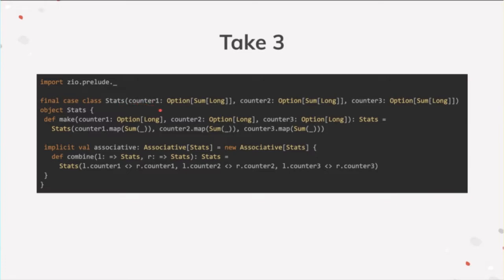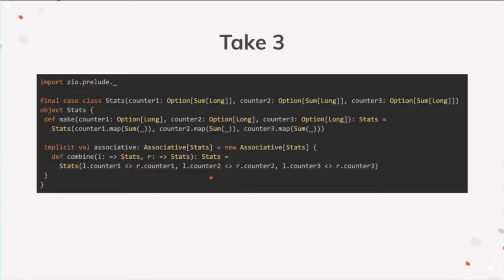That means ZIO Prelude already knows how to combine two options between them. And also it knows how to combine longs. And here's something weird. As you can see, I've introduced this sum type, wrapping this long, which is the counter type. Why did I need to do that? The reason is that when combining longs, there are several ways of combining longs. For example, you can sum them or you can multiply them.